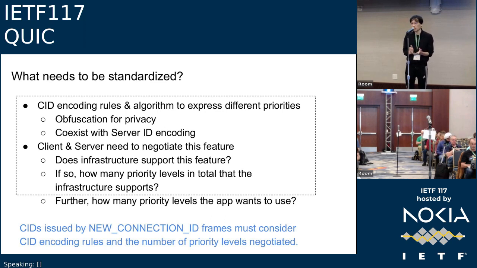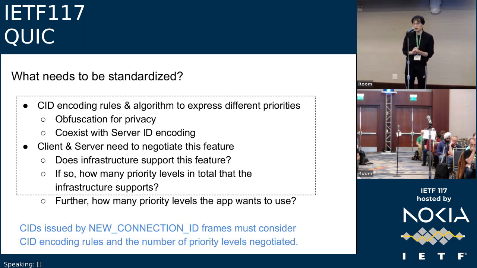Yeah, and this is the last slide. So we're thinking about why it should be standardized. The first thing is that we need to think about the algorithm and encoding rules for the CID. Because of privacy concerns, we really need some obfuscation, because we don't want a third-party network or a public network to understand your priority semantics. The second thing is that QUIC-LB also uses a server ID encoding in the connection ID, so we need to think about coexistence with server ID encoding here.